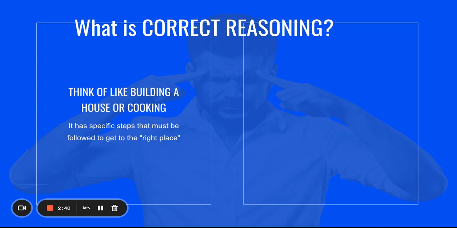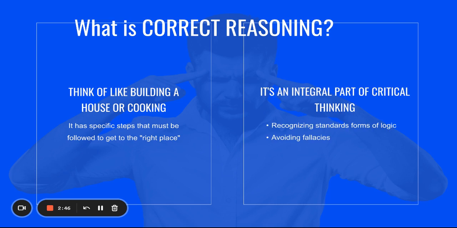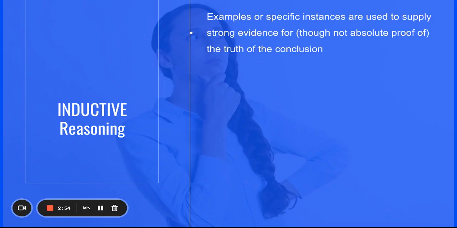Again, it's thinking like building a house or cooking. There are specific steps that must be followed to get to the right place. It's an integral part of critical thinking, recognizing standards, forms of logic, and avoiding fallacies. So, what is inductive reasoning? Examples or specific instances are used to supply strong evidence for, though not absolute proof of, the truth of the conclusion. So, inductive reasoning.